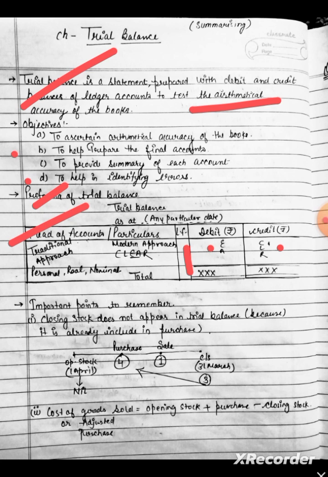Debit balances are related with E, which stands for expenses, and A, which stands for assets. So asset-related balances and expense-related balances are recorded on the debit side. Then we have to total the debit and credit. If these match, then the trial balance is correct. So this is the statement.